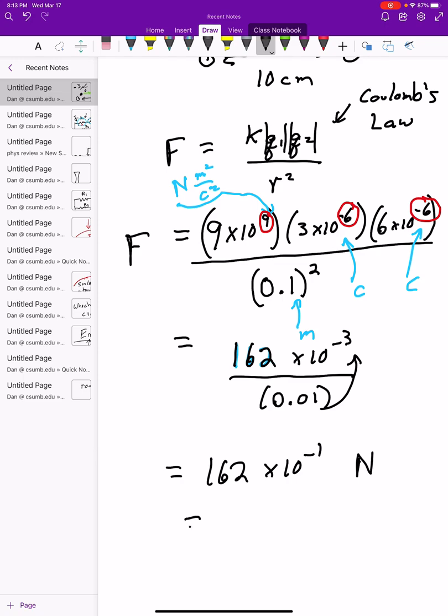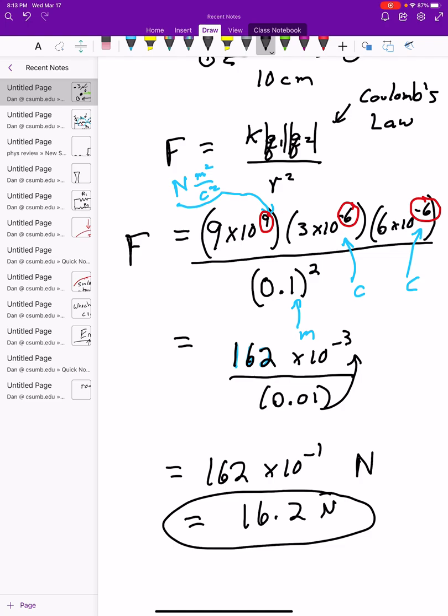So that result is then going to be 16.2 newtons, which is a pretty impressive force when you think about it. That's a pretty darn big force between these two charges that are separated by 10 centimeters. And it's going to be an attractive force.